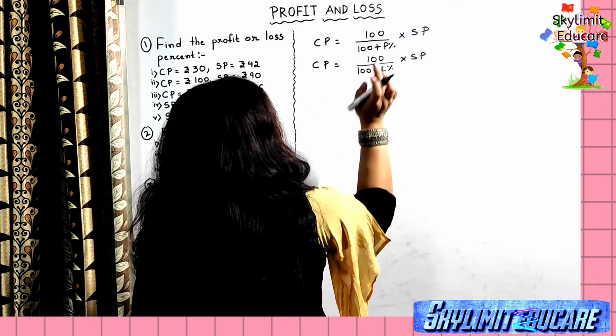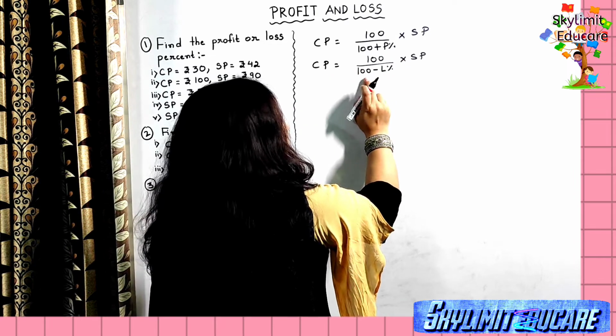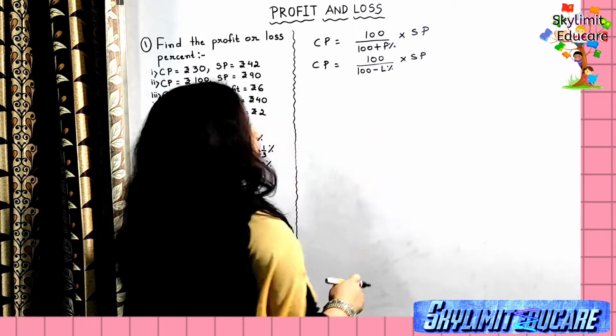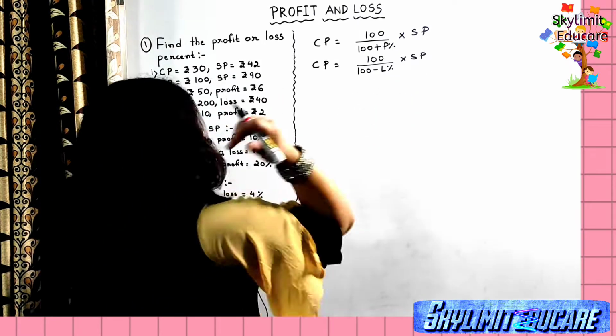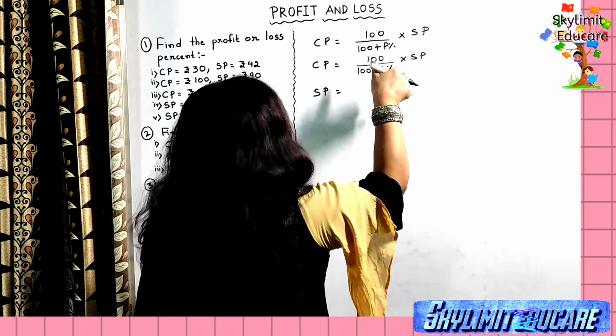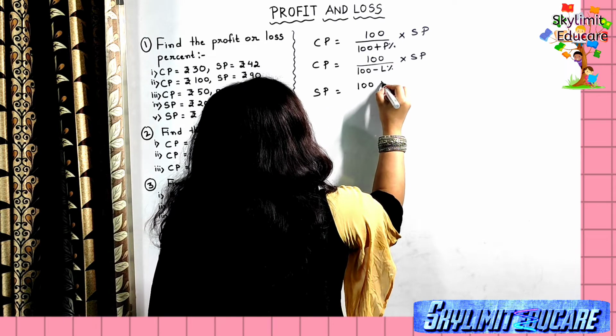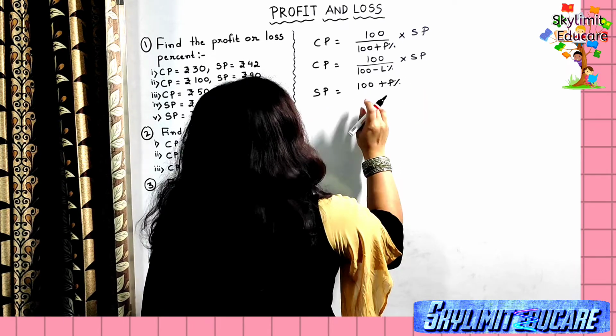When it is profit percent, the same formula for cost price, but if it is a loss, then 100 minus loss percent whole multiplied to selling price. In the same manner, for the selling price, the formula will shift, that means a reverse. This will come in the numerator, 100 plus profit percent. It's very easy to remember the formula.